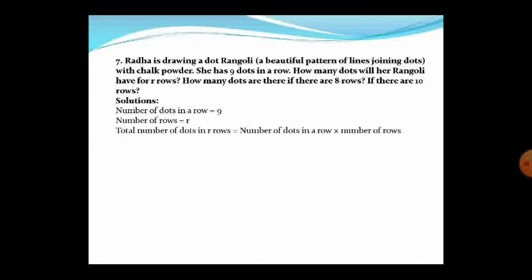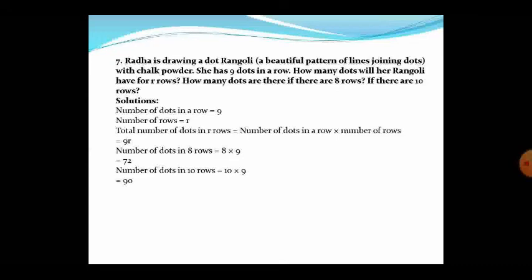So the total number of dots in r rows is the number of dots in a row into the number of rows. See, how many dots are there in a row? There are 9 dots, and the number of rows is r. So 9 into r. If you want to find for 8 rows, then 8 into 9. For 8 rows, 8 into 9 is 72. For 10 rows, 10 into 9 is 90.